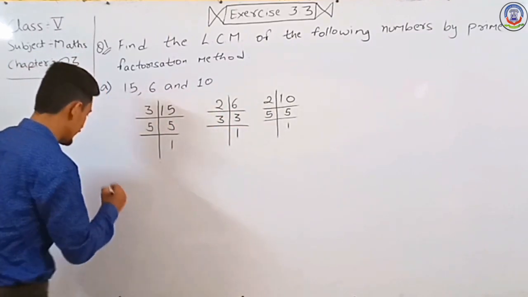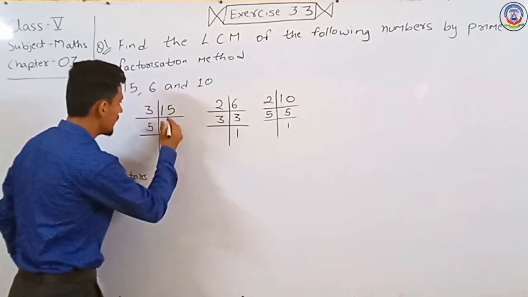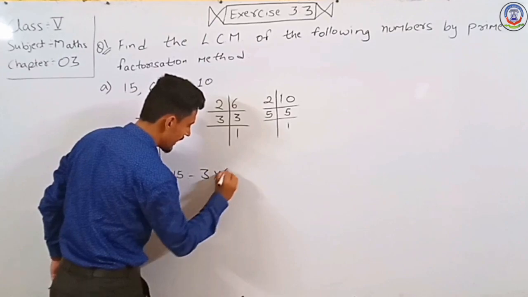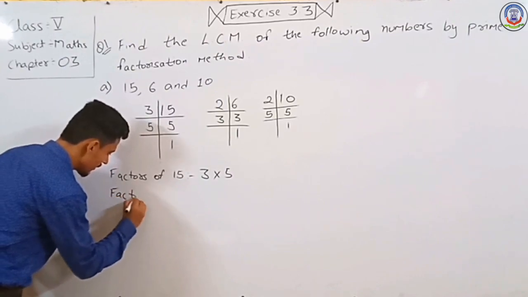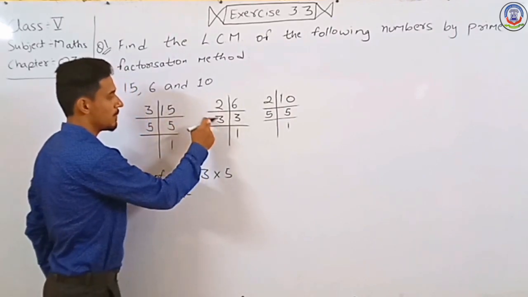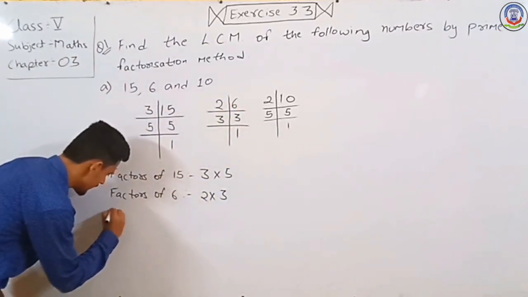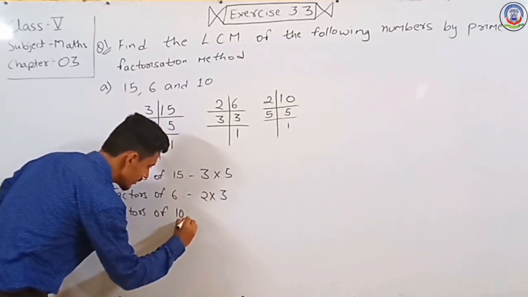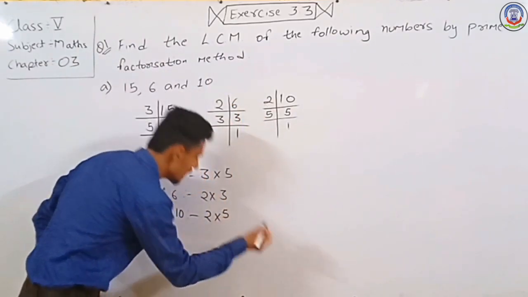So we write here factors of 15. What we have? 3 multiply 5. Next, factors of 6. What we have? 2 multiply 3. So we write here. Next we have factors of 10. So factors of 10 is 2 multiply 5. So we write here 2 multiply 5.